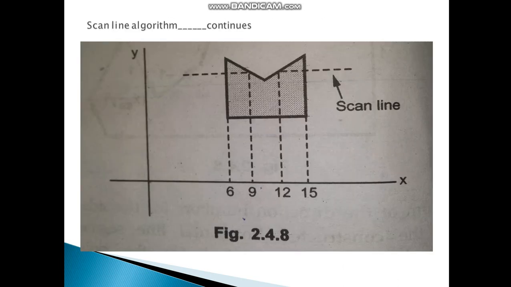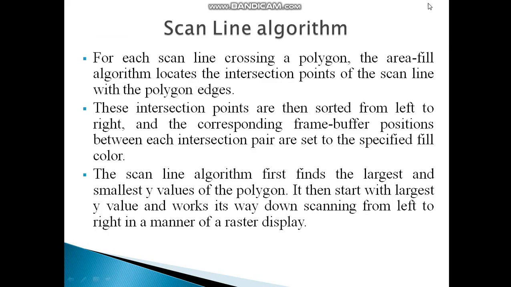This means that after drawing a scanline, we have to find the intersection points of the scanline. So here is the first intersection point, then the second, third and fourth. Here are the 4 intersection points of the scanline. After finding the intersection points, these points are sorted from left to right, and the corresponding frame buffer positions between each intersection pair are set to the specified fill color.